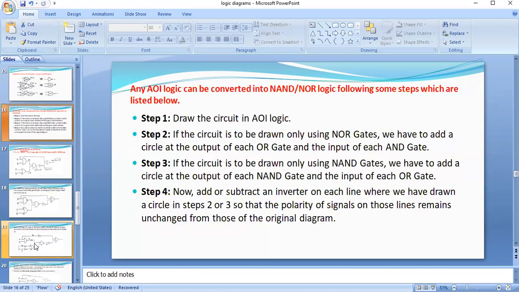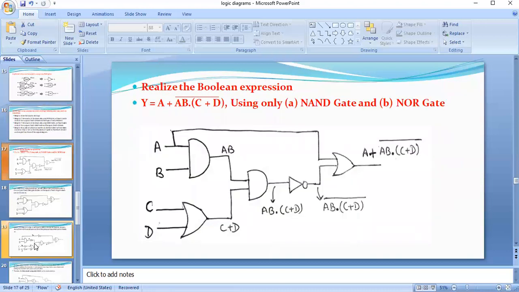For example, if you want to implement the given Boolean function using only NAND gates, what do we have to do? We have to add a circle at the output of each AND gate and input of each OR gate. After that we have double inversions. We can cancel the double inversions, or we have a single inverter. Instead of a single inverter, we can replace it with either a NAND gate or NOR gate depending on the requirement. So finally we get the required logic diagram.